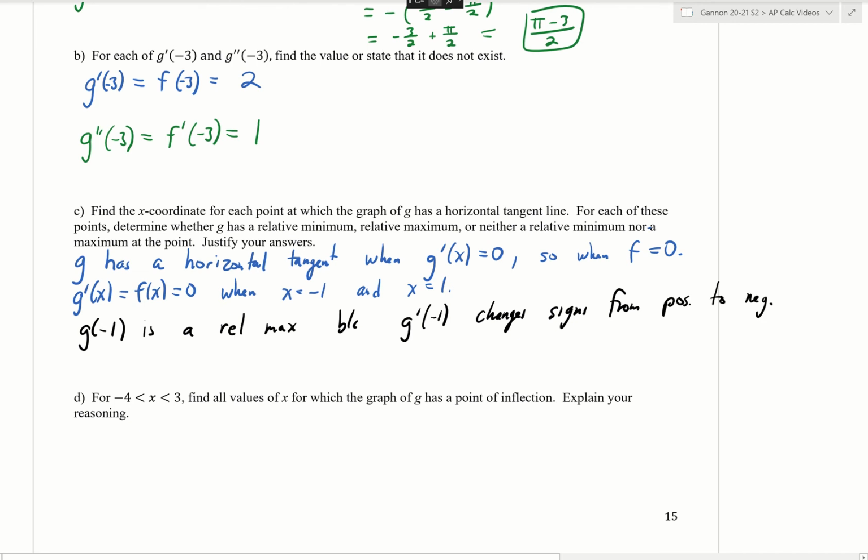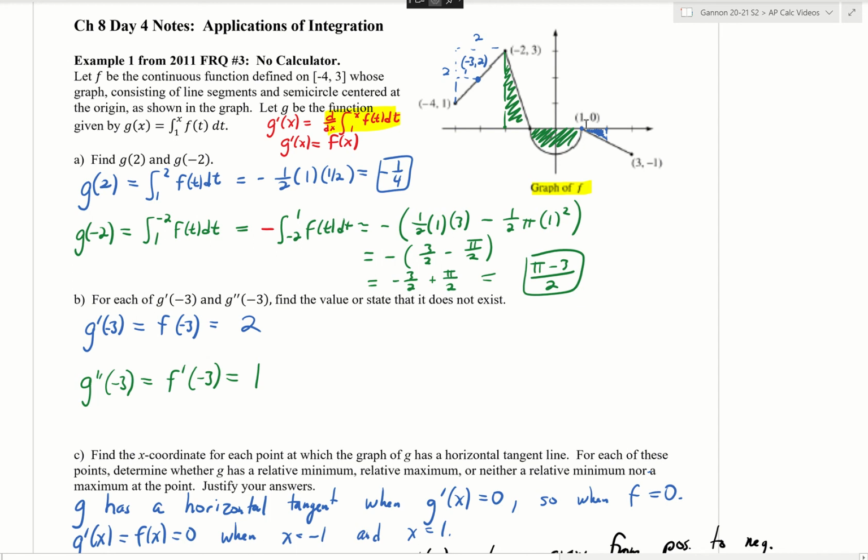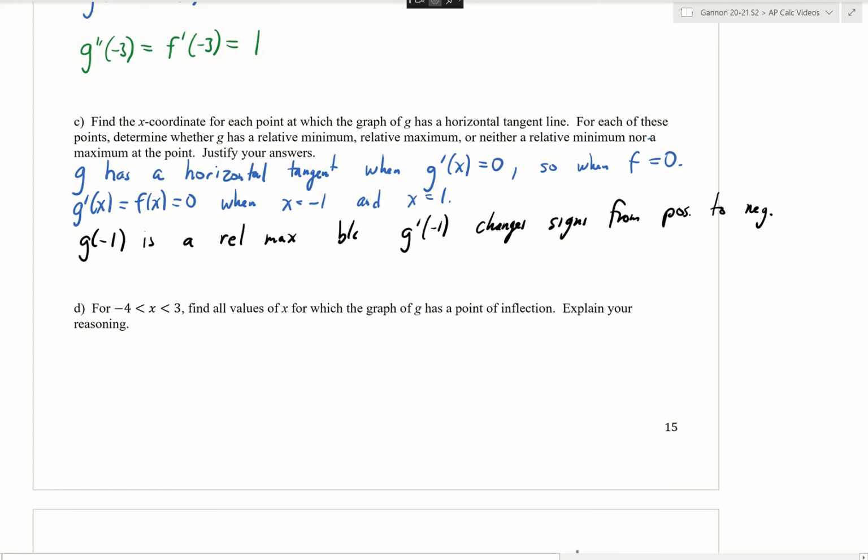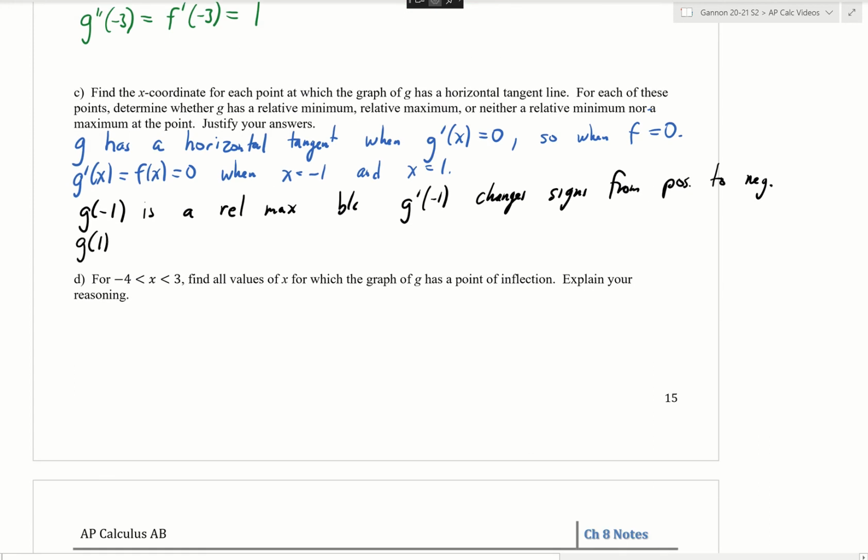And then if we take a look at 1, what's going on at 1? Well, g prime doesn't change signs at 1, okay? So basically what that means is that g of 1 is neither a relative min or relative max because g prime of 1 does not change signs.